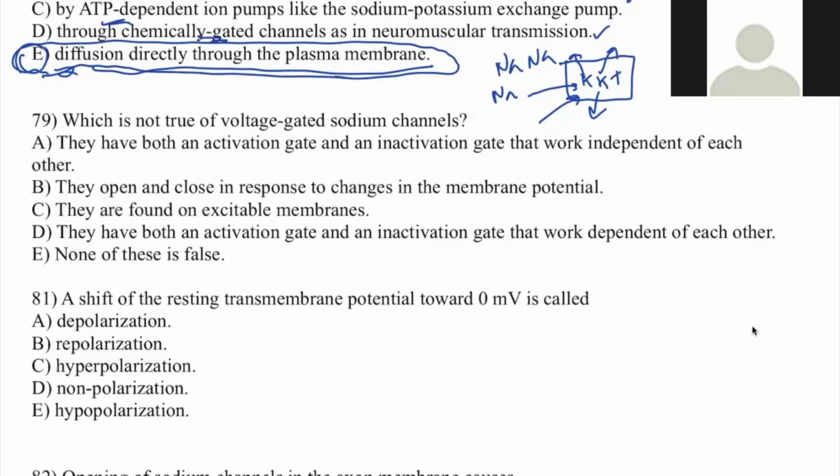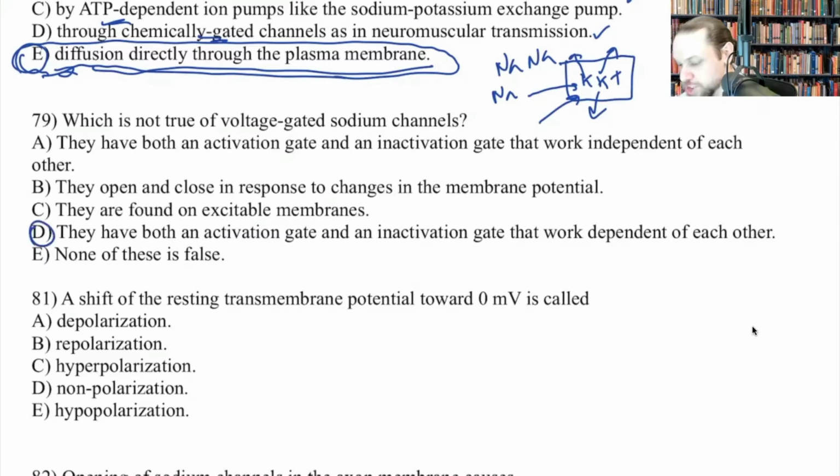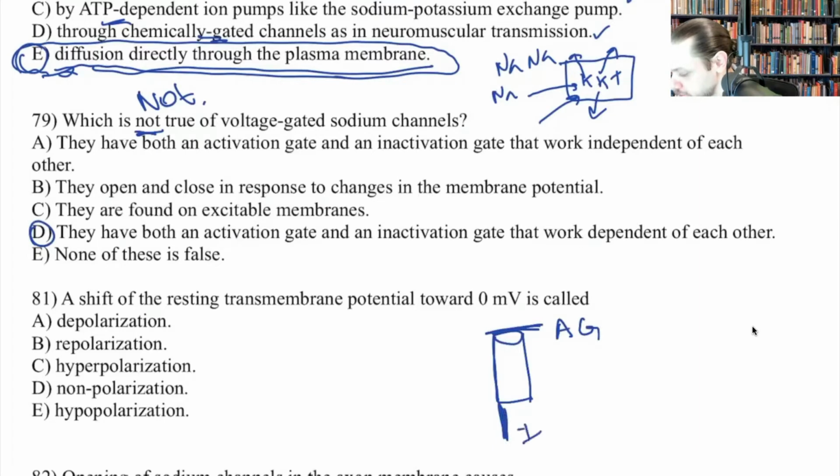Okay. Which is not true of voltage gated sodium channels? I put D: they have both an activation gate and an inactivation gate that work dependent of each other. Yeah, D is the correct choice, which is not true. So again, the question is "not," so out of all of these, which does not make sense? In voltage gated sodium channels, remember, I'm going to just draw one here. We were talking about this being the activation gate and this being the inactivation gate. And this choice says both gates work dependent of each other, right?